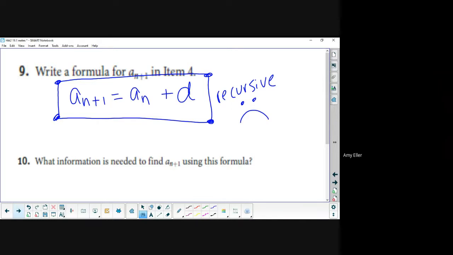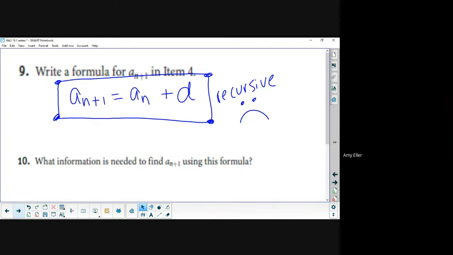Why a sad face? Well, if I want the 50th term, I have to know the 49th term. And I might not know that. So that's a pain. This formula is not really that helpful unless I'm given the term before it and the difference, which usually doesn't happen. So we're going to come up with a better formula today. It's going to have a different name, and we'll put a bigger box around that one.